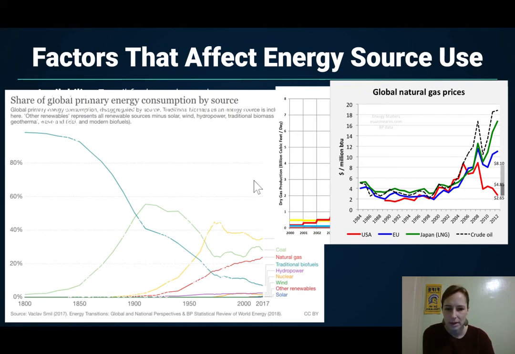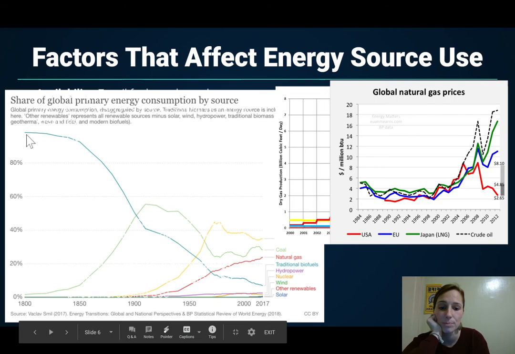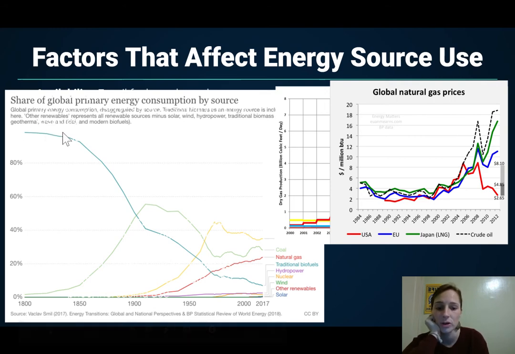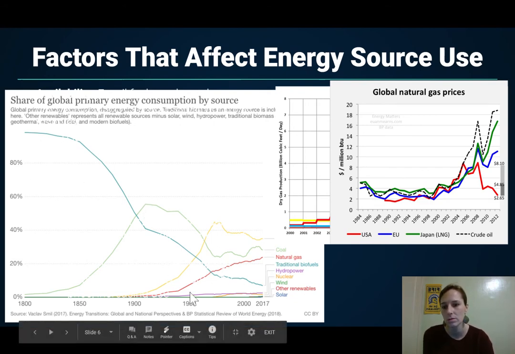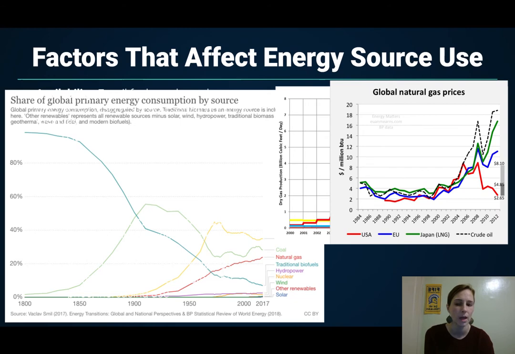Sorry, I kind of forgot about this picture here. This one is showing us the global primary energy consumption by source. If we look over time, this blue line here is more of your traditional biofuels, the wood and charcoal, stuff like that. As this goes down, we are seeing more coal being used. Sorry, I said coal in the last one. I meant charcoal. As wood and charcoal goes down, we are seeing more coal.